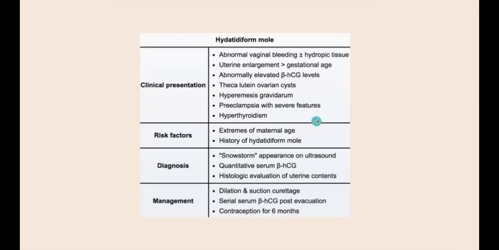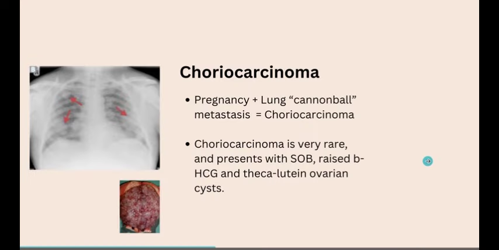Some of the risk factors, so in a STEM, the patient might have a high maternal age, and of course, like anything in medicine, if you've had a history of something, it usually increases your chance of having it again. We talked about the snowstorm appearance and also looking at the beta HCGs, whether they're growing and the level it's at. Very high beta HCGs that are out of proportion are associated with molar pregnancies. The management is a dilation and curettage, and then the patient stays on contraception. We'll talk about that in a moment as well.